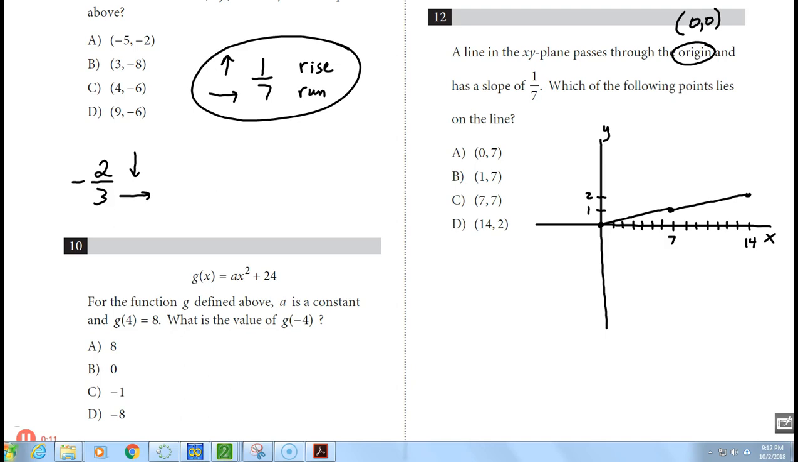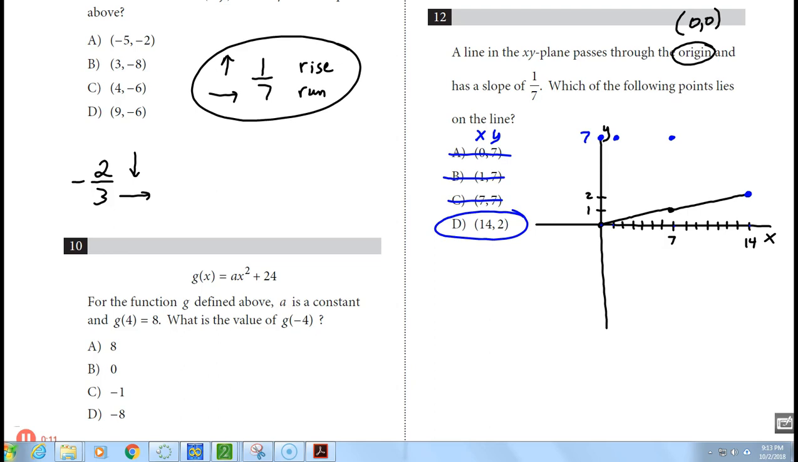And so I look through my choices and I say, well, which one of these points could be on this line? Why don't we just graph them? So 0, 7, remember when x is 0, y is 7, that would be right up here somewhere. So I know you're not on the line. 1, 7 means go right 1, up 7. So that would be right here. Nah, can't be you. 7, 7 would be over 7, up 7. Nope, can't be you. And finally, 14, 2. That means go over 14, up 2. Hey, I think you're the winner. I think you're on the line.